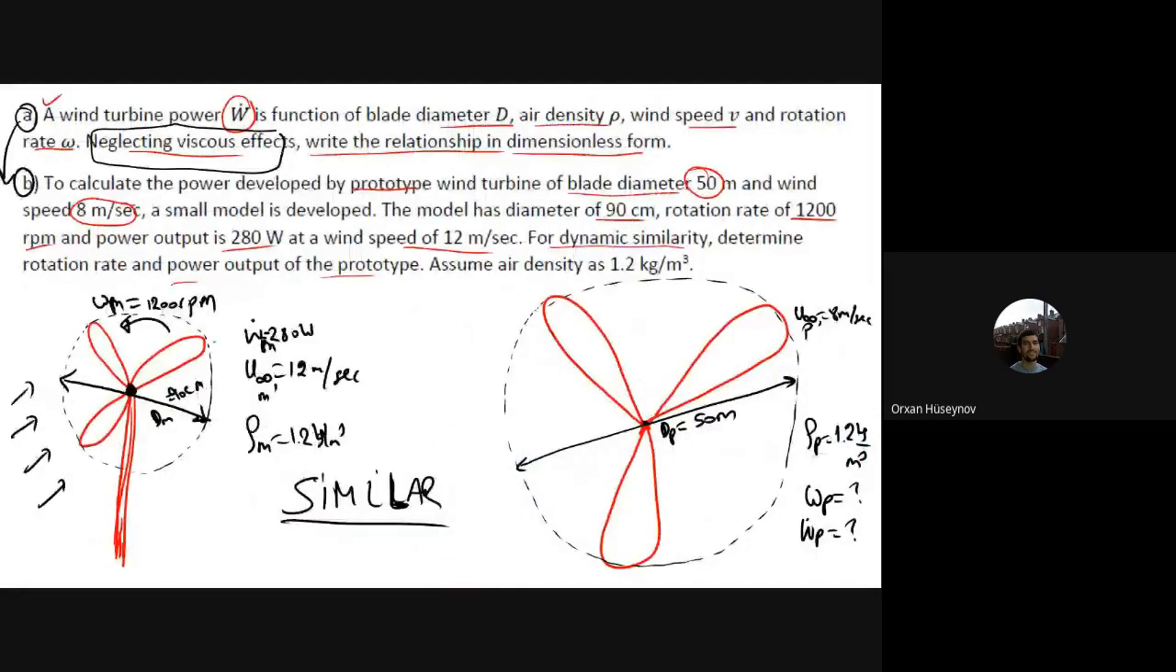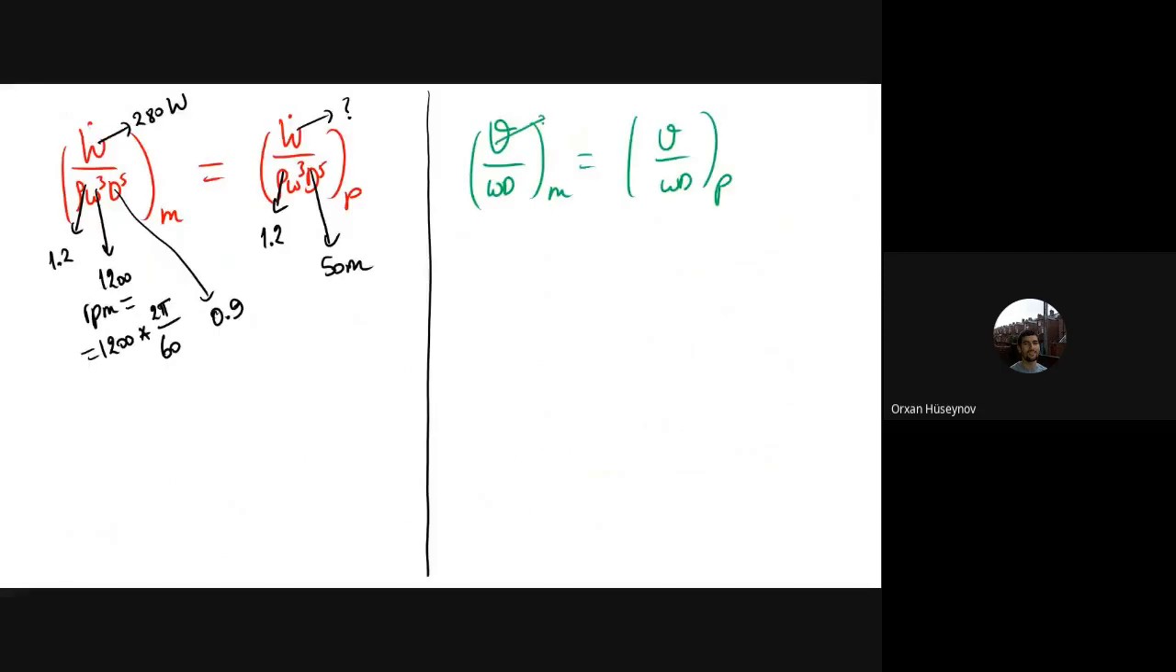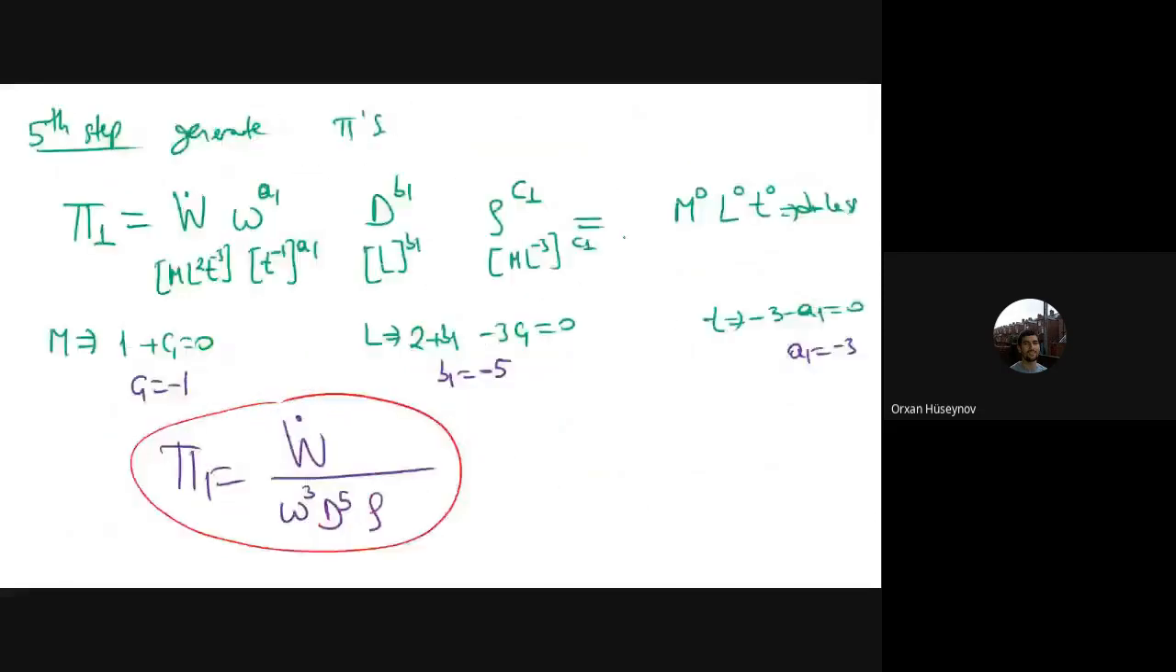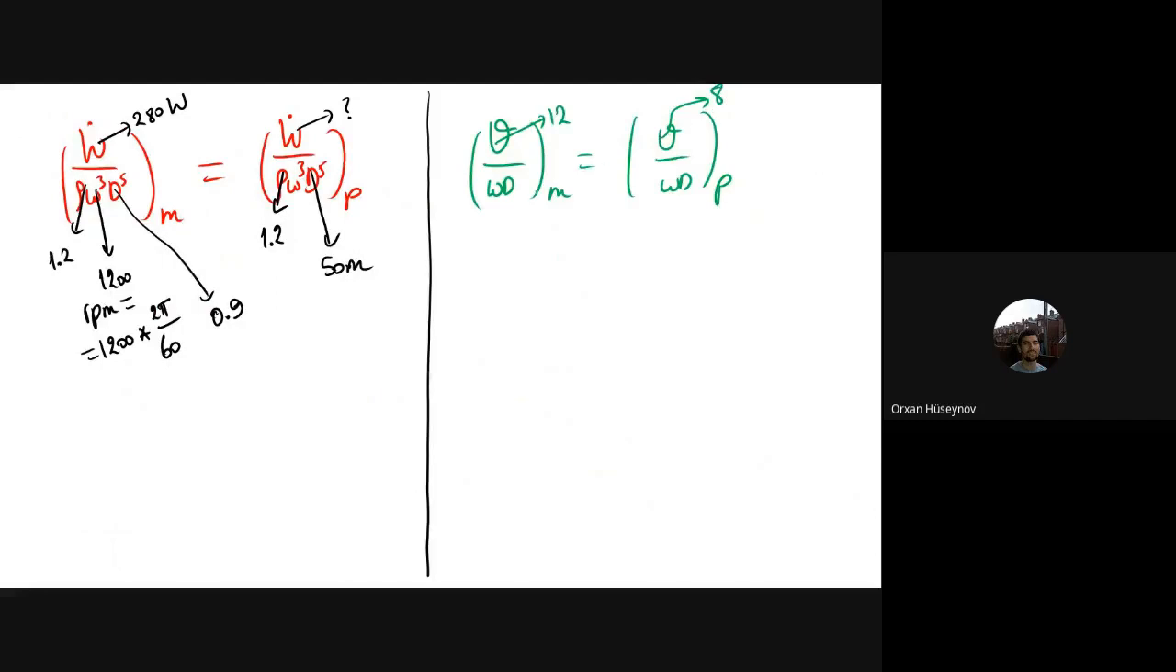Let's write it. Velocity for the model is u infinity, the velocity of the wind, which is 12 meters per second. For the prototype, the velocity is given as 8 meters per second. The omega value for the model is given as 1200 RPM, which in SI units is 1200 multiplied with 2 pi and divided by 60. The diameter for the model is 0.9 and for the prototype 50 meters. Here the only unknown is omega, so from this equation you can get the omega value of the prototype and replace it back here to get the work done.